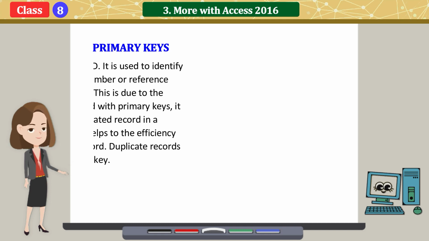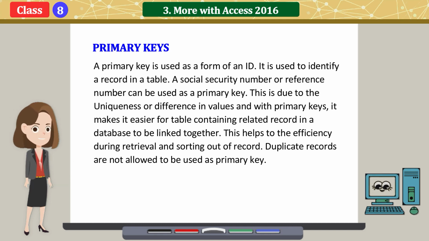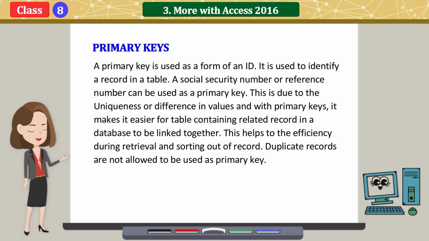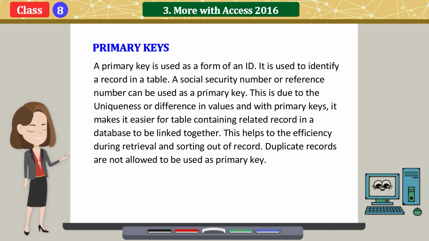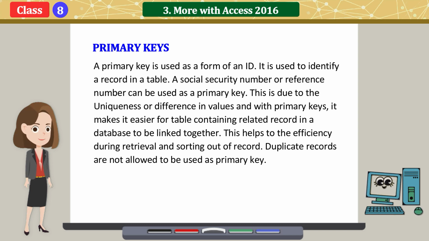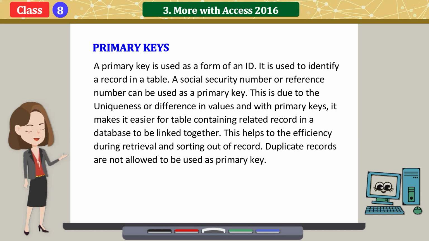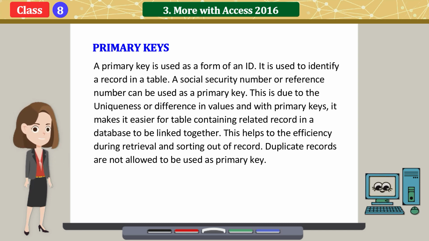Primary keys. The primary key is used as a form of an ID. It is used to identify a record in a table. A social security number or reference number can be used as a primary key. This is due to the uniqueness or difference in values, and with primary keys, it makes it easier for tables containing related records in a database to be linked together. This helps the efficiency during retrieval and sorting of records. Duplicate records are not allowed to be used as a primary key.